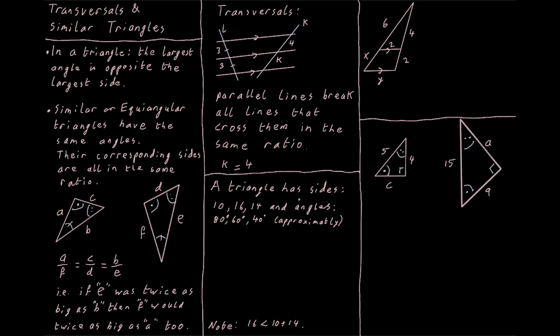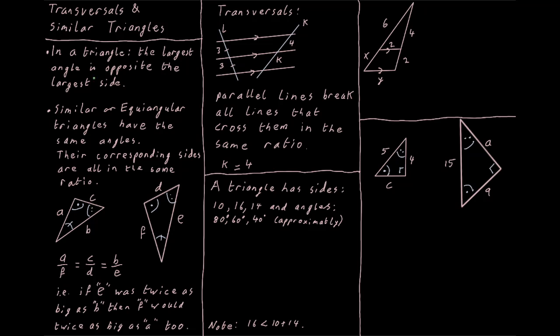So a triangle has sides 10 units, 16 units, and 14 units, and it has angles 80 degrees, 60 degrees, and 40 degrees. Now I should stress, these are very approximate angles to make this easier to write down. This triangle can't technically exist, but if we round our numbers nicely, it makes it easier for us to write down an example. But strictly, these angles and sides don't work. But for our purposes, how would we be able to draw a rough approximation of a triangle like this?